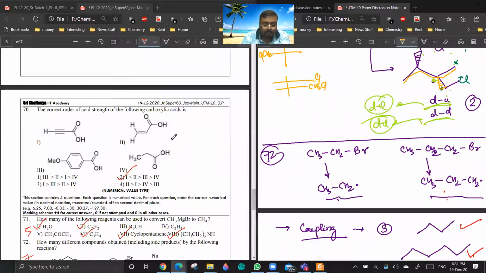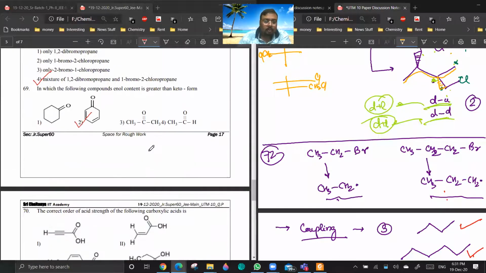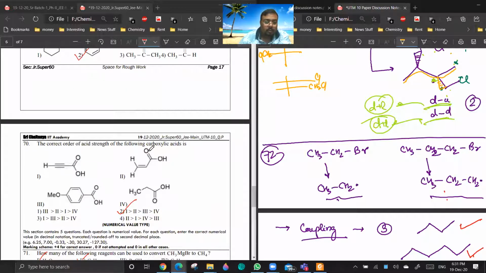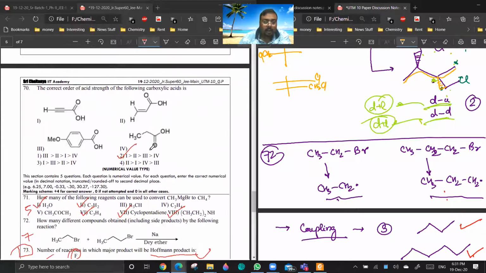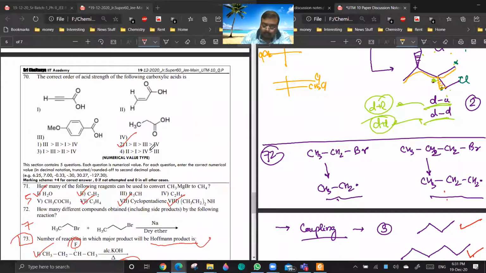70, is it a doubt? No. Sir, explain, sir. See, in 70, this is an electron withdrawing group, so it will destabilize the negative charge. In this case, this will destabilize through plus I effect. There, the destabilization is a plus M effect.